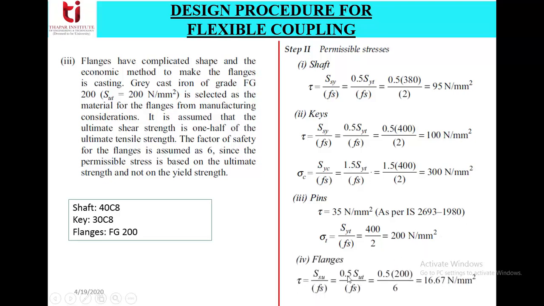And at last we have the flanges. For flanges, if they are subjected to shear, as Sut, here we are using the ultimate because it is made up of a brittle material. In all other materials, we are choosing the yield. So this is 50% of Sut divided by factor of safety. And one more thing, here we are choosing the factor of safety as 6. So 50% of 200 divided by 6 means just 16 megapascal. So you can see that the flanges are designed with a higher factor of safety.